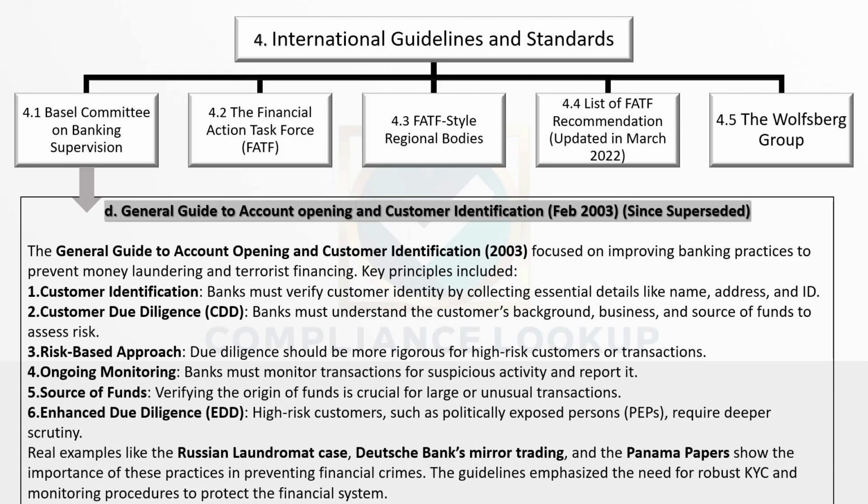4. Ongoing monitoring of transactions. Principal financial institutions must continuously monitor customer transactions after the account is opened to ensure that the activity matches the expected profile. This is critical for detecting suspicious or unusual transactions that might indicate money laundering or terrorist financing.